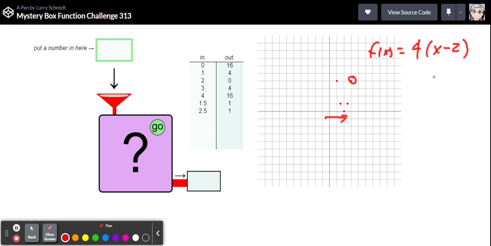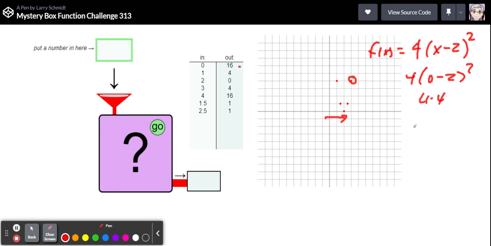Let's just test a couple of these values. So, oops, I forgot the squared. That's important. So let's test a couple of these values. If I were to put in 0, for example, 4 times 0 minus 2 squared. Well, 0 minus 2 is minus 2. Minus 2 squared is 4. That's 4 times 4. Hey, that's 16.